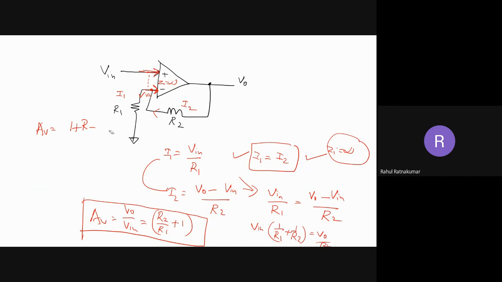1 plus R2 divided by R1. Okay. So this is the non-inverting amplifier.